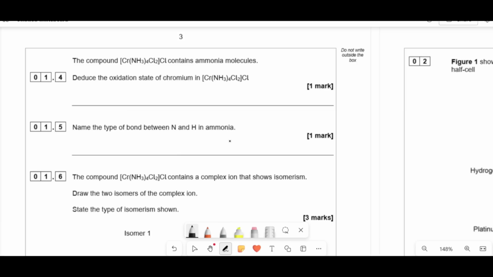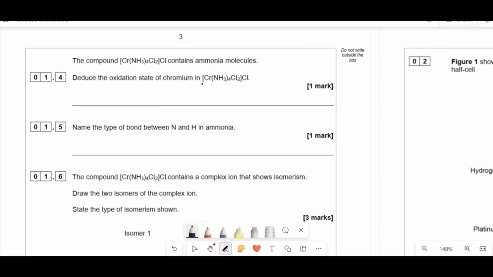The compound [Cr(NH3)4Cl2]Cl contains ammonia molecules. But a lot of people struggle with these kinds of things because of how many letters and bits and bobs are going on here. This whole thing is a complex ion, and that's a Cl attached to it. That should ring to you that this is probably an ionic compound, as in this whole complex has a charge of +1, right? And that Cl is going to have a charge of -1. It's the 2 ions together.